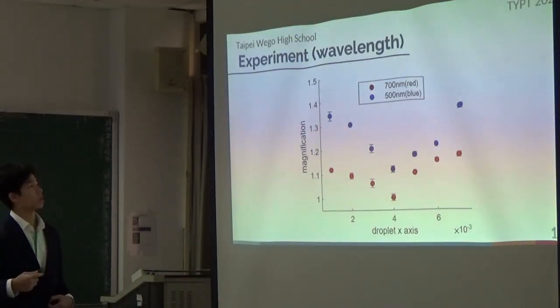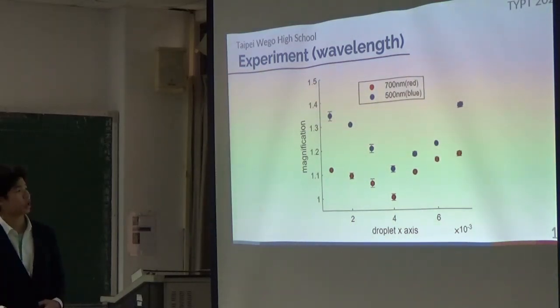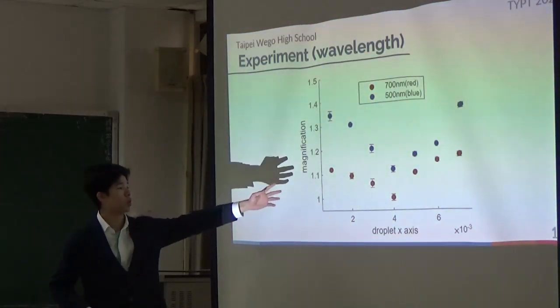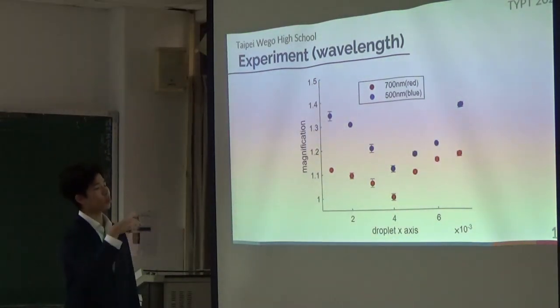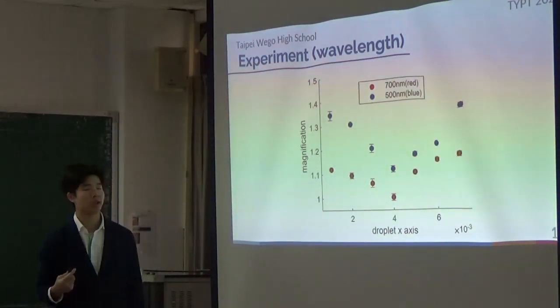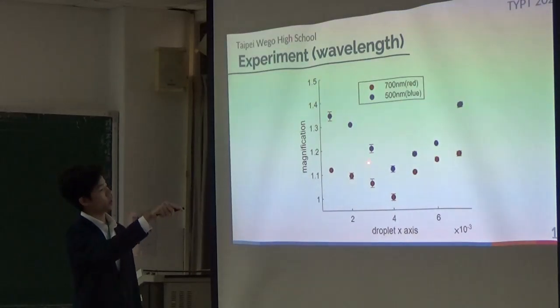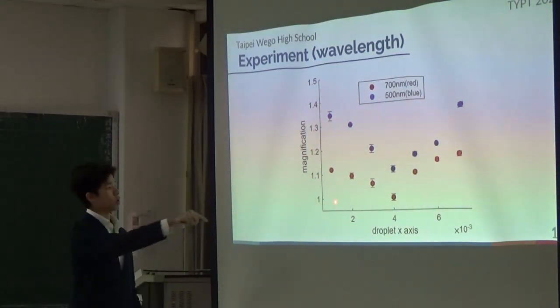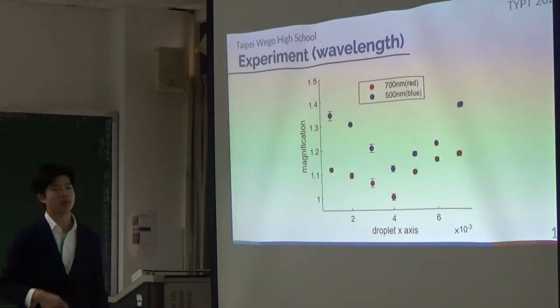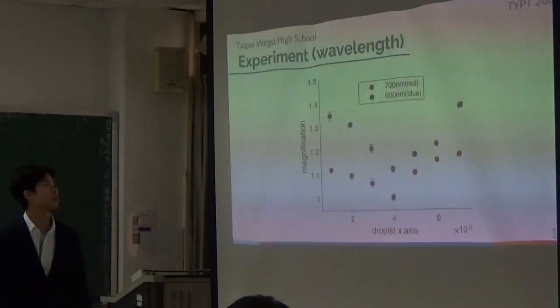And here are our experiment results, which show that the blue light, at different positions of the water droplet, always has a bigger magnification than the red light source.